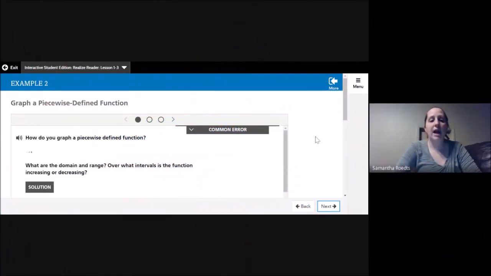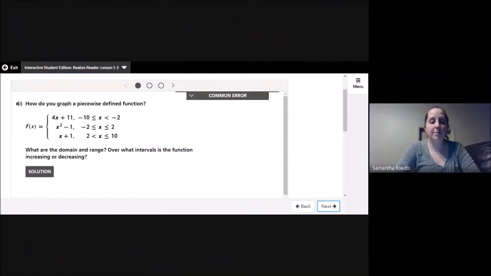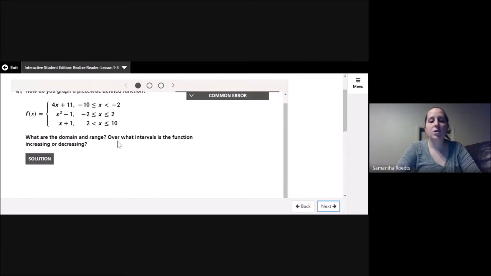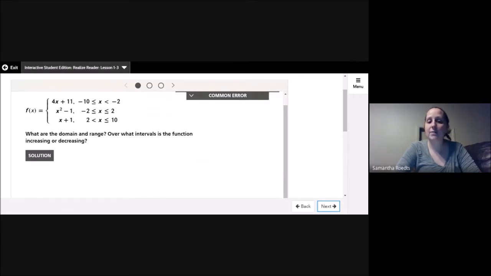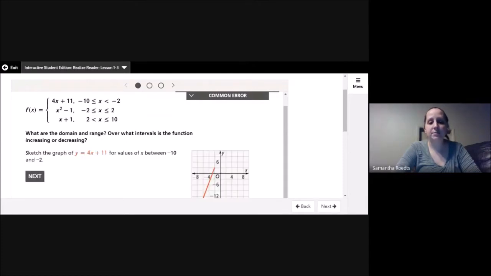All right, example 2. How do you graph a piecewise defined function? f of x equals 4x plus 11 for -10 less than or equal to x less than -2, x squared minus 1 for -2 to 2, and then x plus 1 for 2 to 10. What are the domain and range? Over what intervals is the function increasing or decreasing?